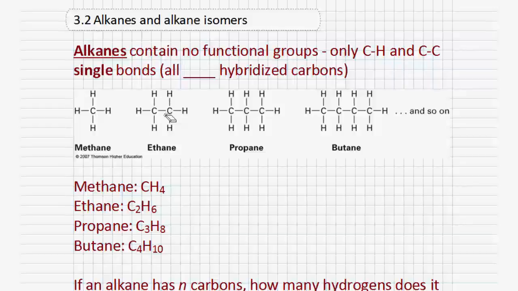So when carbon makes 4 single bonds, think of what its hybridization is. sp3. Add together one s and 3 p's, that makes 4 hybrid orbitals. So in alkanes, all the carbons are sp3 hybridized.